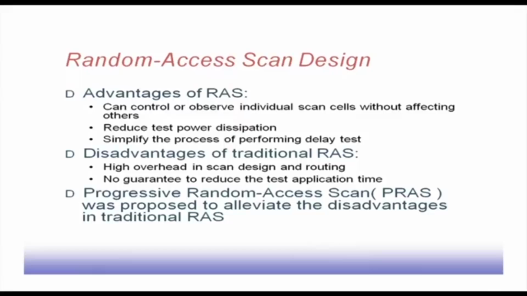Now, in a scan based environment, if I am trying to do this, first I apply a pattern, then I have to apply a totally new pattern. That means I have to again do a lot of shifting for applying the second pattern, which is cumbersome. On the other hand, if I have random access scan, then I can possibly change these bits directly, so that I can go to the second pattern very easily. So, it simplifies the process of performing the delay test.